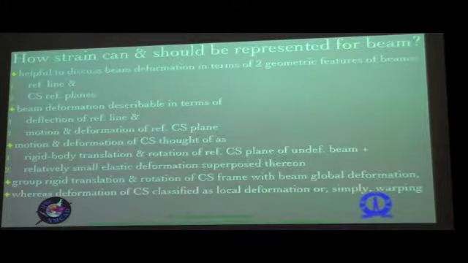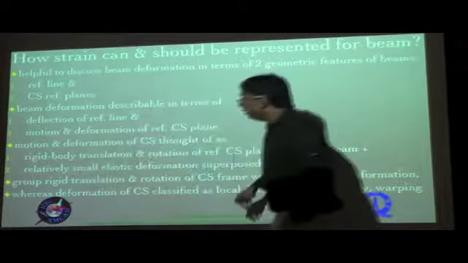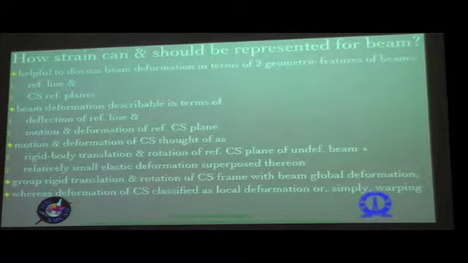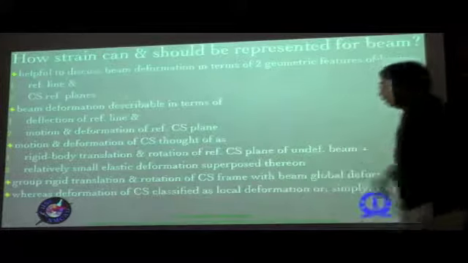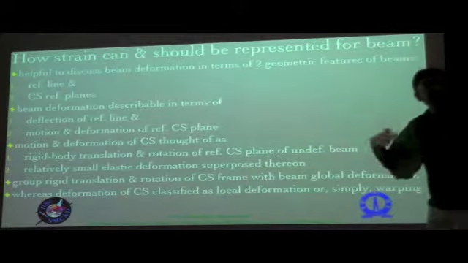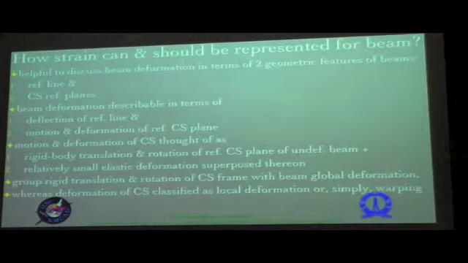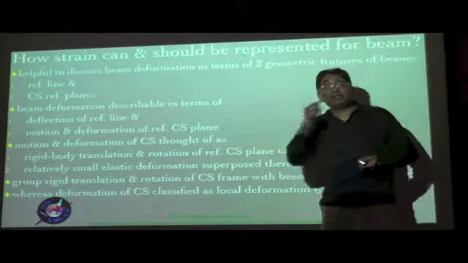So we group the rigid, as I said, translation and rotation of the cross-section frame with the global deformation. So that's basically what we do. We move this part there, and then the deformation of the cross-section is what alone remains, and that can be classified as a local deformation or what we call as warping. And once again, that warping we will see breaks up into two parts, which is basically the averages, especially for thin the class T and class S beams. It breaks up into two parts.